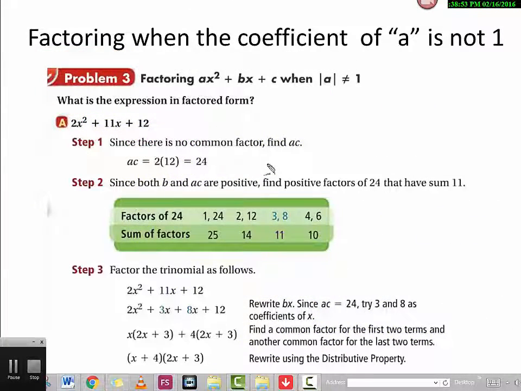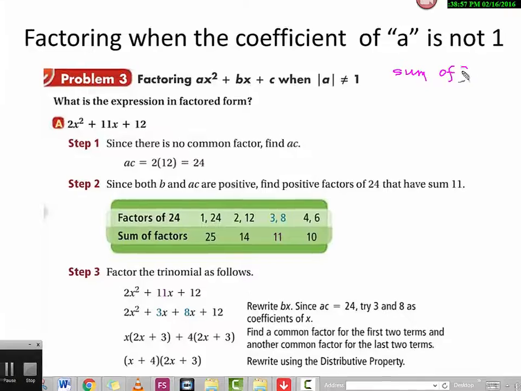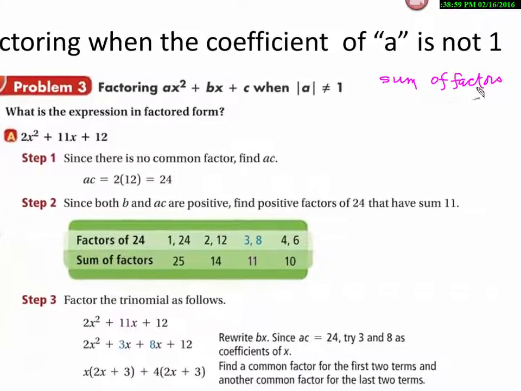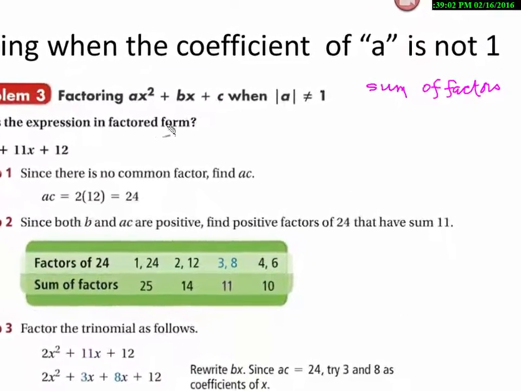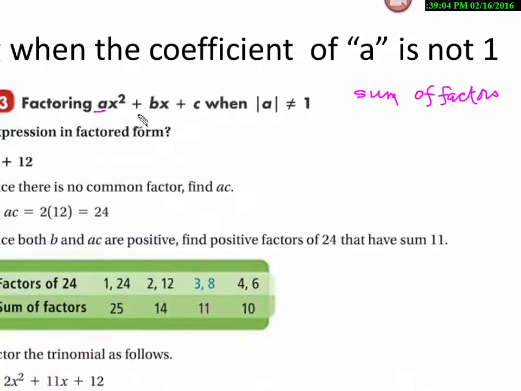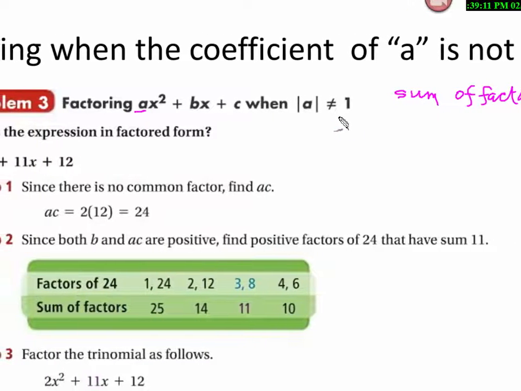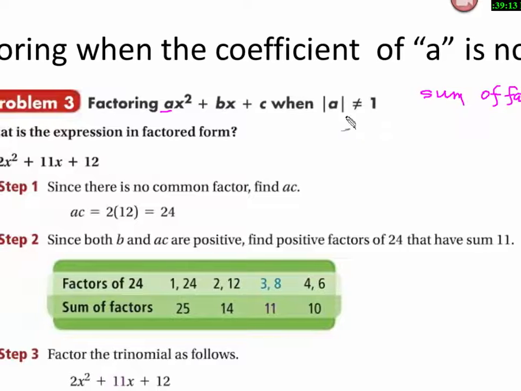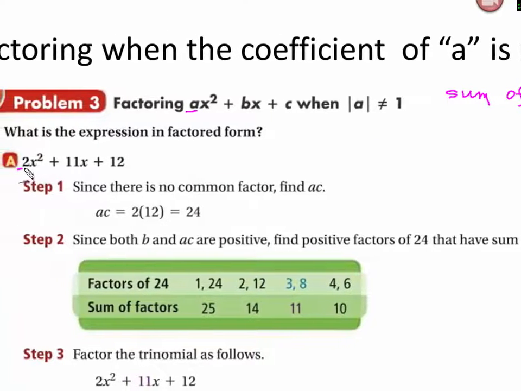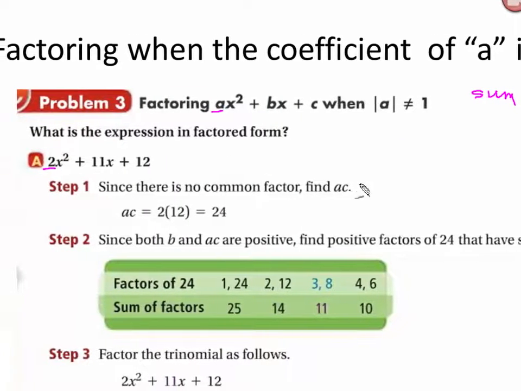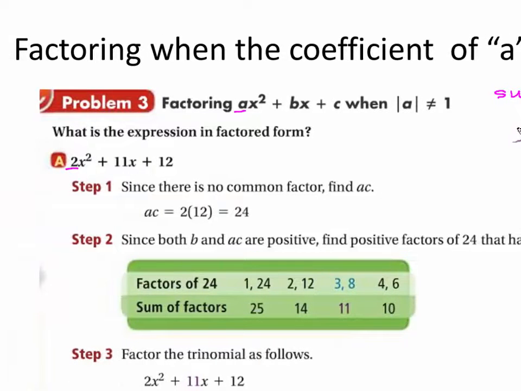Remember, when we learned the first strategy, the sum of factors, we can apply this strategy when we see a is equal to 1. What happens if right now we have an a value other than 1? Look at this example. Now we got 2 instead of 1. So what strategy are we going to use this time? We're going to use the AC strategy.